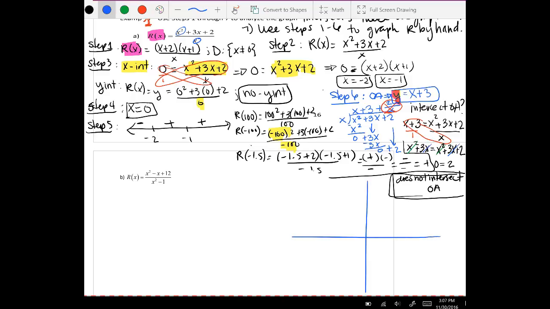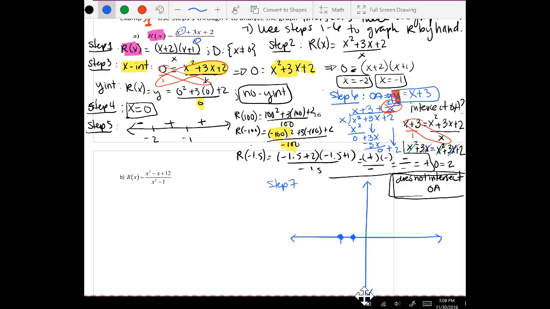Okay, so we are doing step 7. I'm going to first plot your VA, okay? So you have 2 VAs. I'm sorry, you don't have 2 VAs. My bad, I'm going to do step 3, the x-intercepts, okay? X-intercepts are at -2 and -1. Those are the 2 x-intercepts. We don't have any y-intercept. I do have 1 VA, okay?